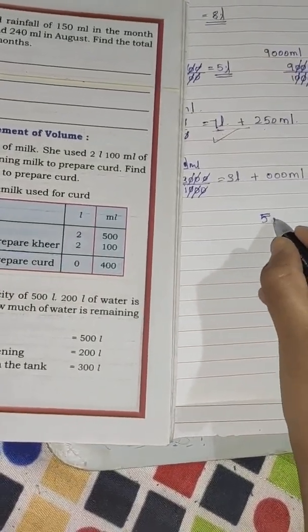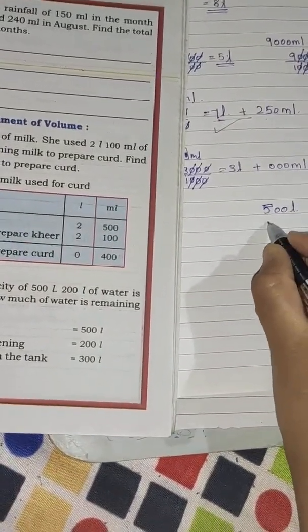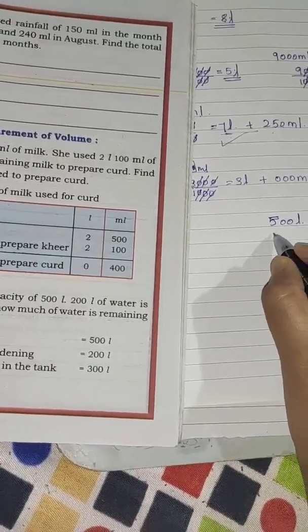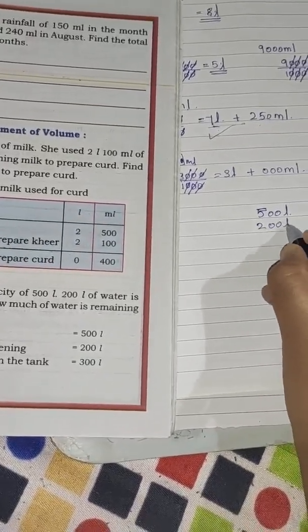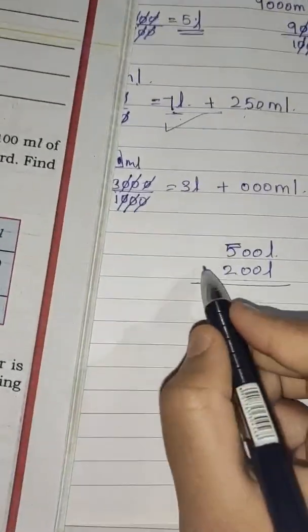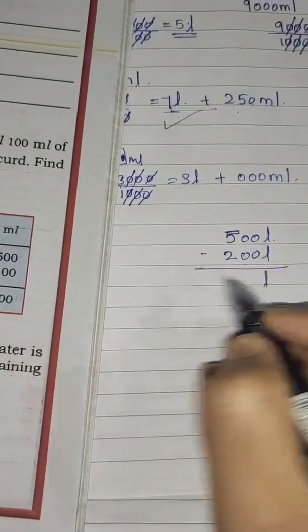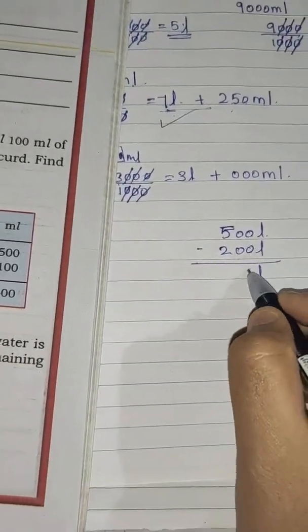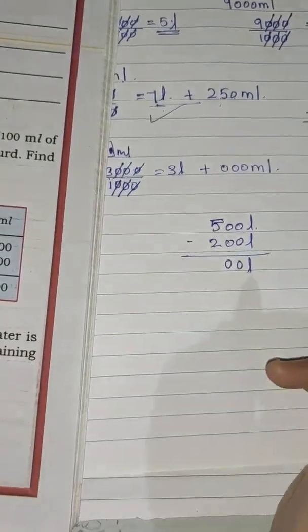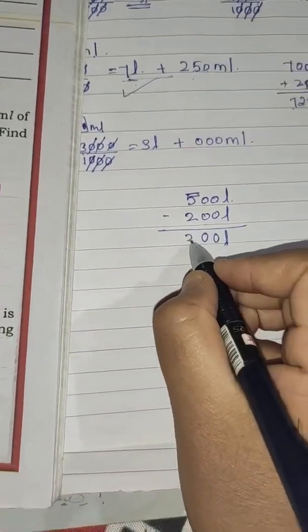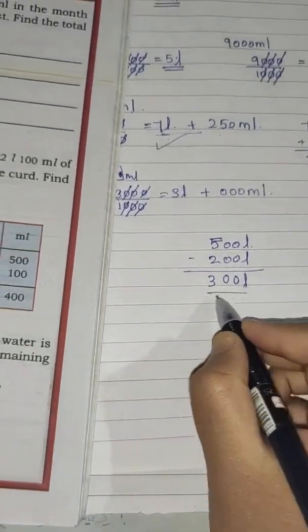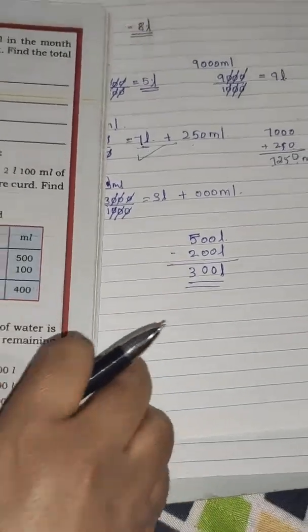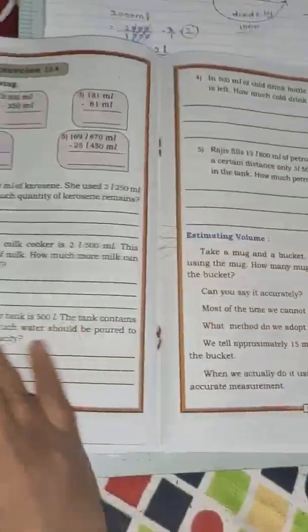500 liter and 200 liter. Let's subtract it. You know how to do the subtraction. Liter we will write as it is, L. 0 minus 0 is 0. 0 minus 0 is 0. 5 minus 2 is 3. So what's the answer here? 300 liter. Okay.